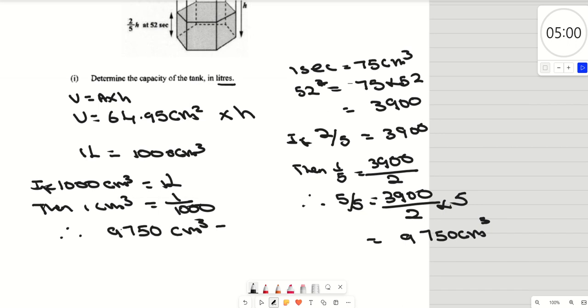Therefore, 9,750 cm cube is equal to 1 over 1,000 multiplied by 9,750 over 1. When you divide that, you'll get 9.75 liters, right? And that's how you would do this question. That's the capacity, right? 5 over 5 is the entire thing, or the whole.